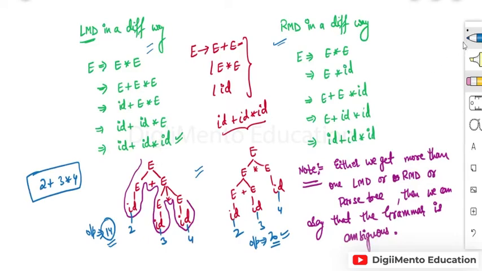Now let's see some more grammars and identify whether they are ambiguous or not. Okay, suppose the grammar given is this. You can also write it like this: S is generating AS, and it is also generating SA, and it is also generating A. So you can write in both ways, right? Both are correct. Now you have to check whether this grammar is ambiguous or not.